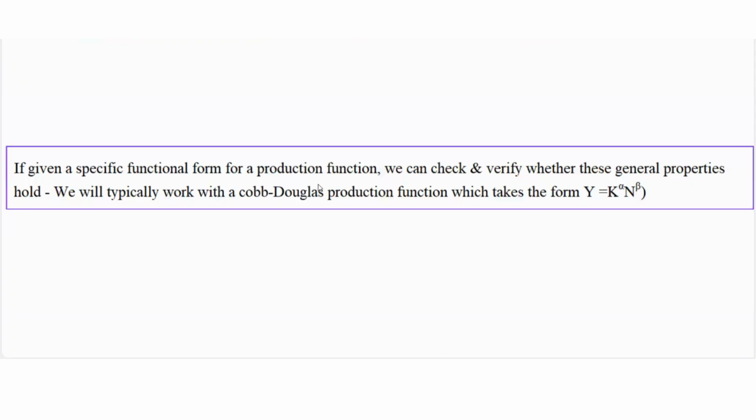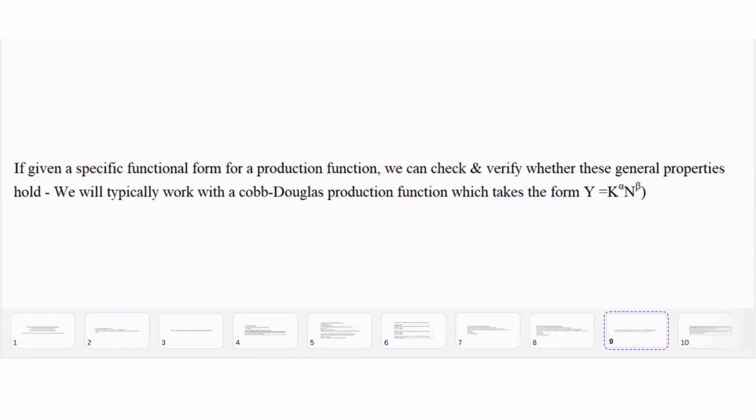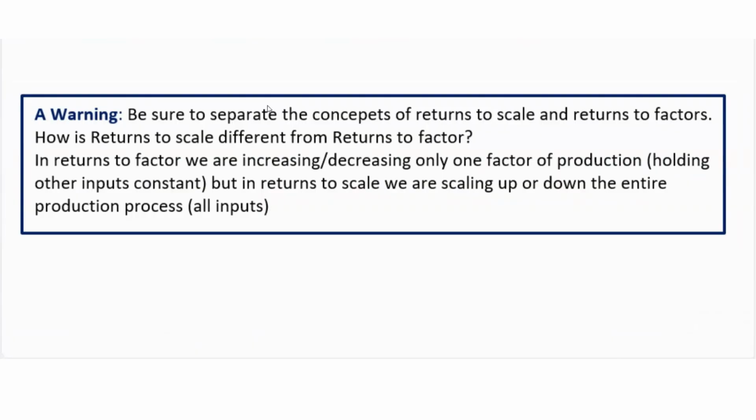If we're given a specific functional form for a production function, y equals f(k, n), we can check and verify whether both of these properties hold, right? So we can check whether this particular production function satisfies constant returns to scale and whether it satisfies positive and decreasing returns to capital and positive and decreasing returns to labor. We'll typically work with a Cobb-Douglas production function, which takes the form y equals k^alpha n^beta. So this is a particular functional form for the production function y equals f(k, n). And like we said, make sure to distinguish between the concept of returns to scale, which the first assumption is concerned with, and returns to factor, which the second assumption is concerned with.